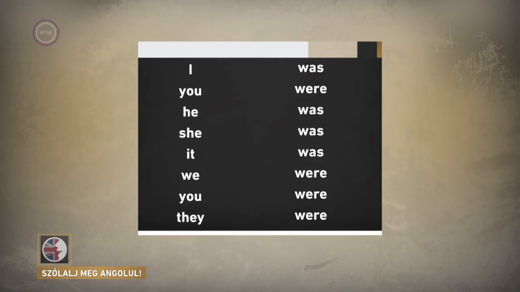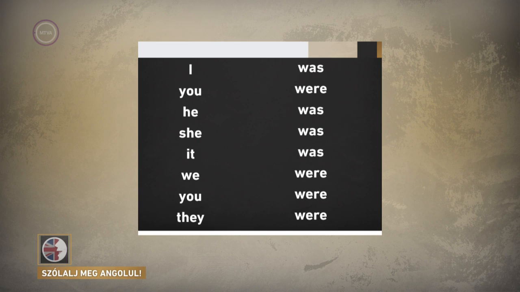So we know that when we're using the past continuous, we use one of the past simple forms of the verb to be, either was or were. We use was for the first and third person singular: I was, he was, she was, and it was. And we use were for the second person singular and all the plural forms: you were, we were, you were, and they were.